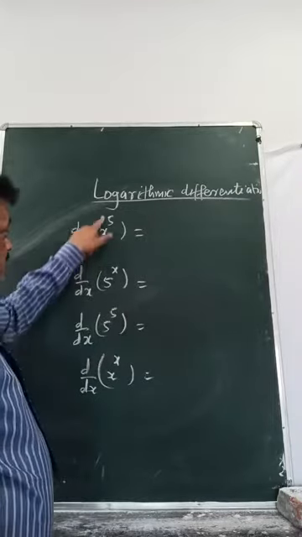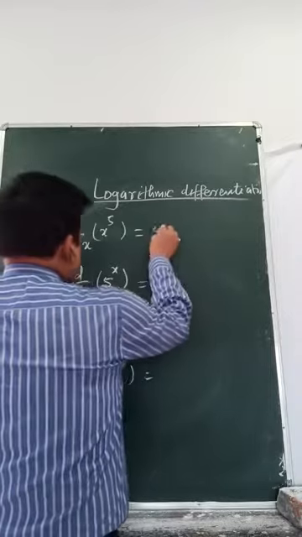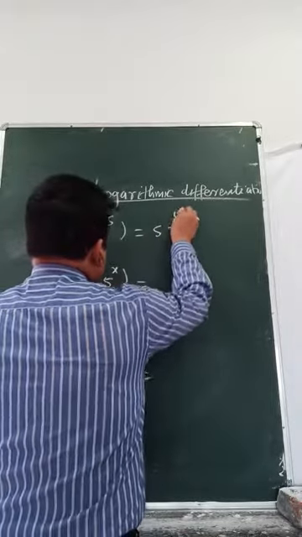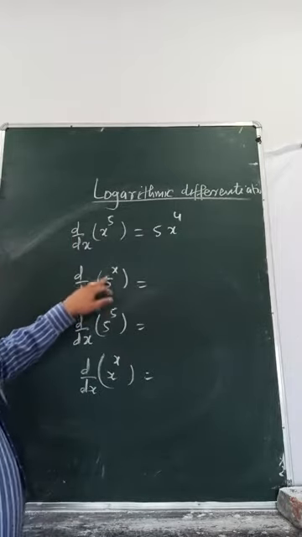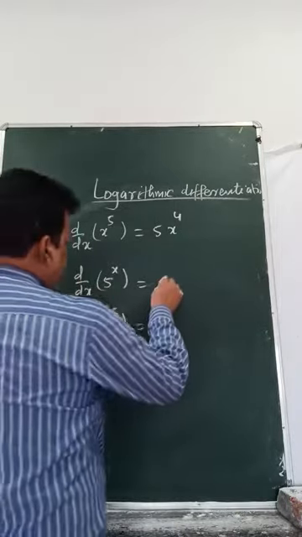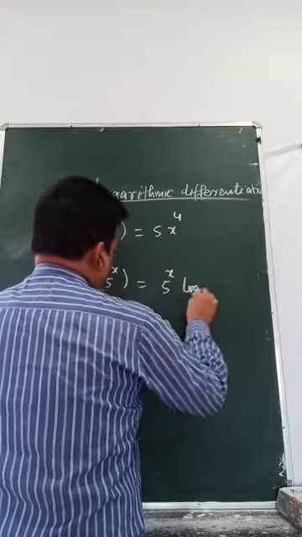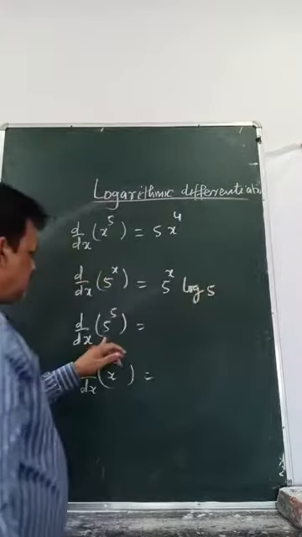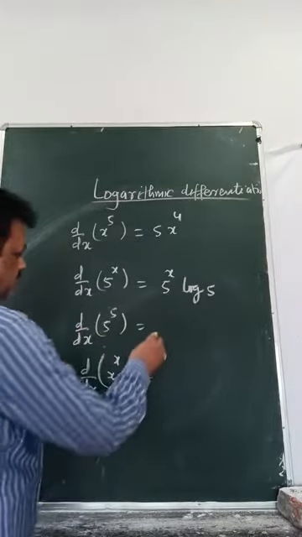This one is related to the x to the power n formula, so that is 5 x to the power 4. This is related to the a to the power x formula, which is a to the power x log a, meaning 5 to the power x log 5. This is constant, both the power and base are constant, so the derivative is 0.